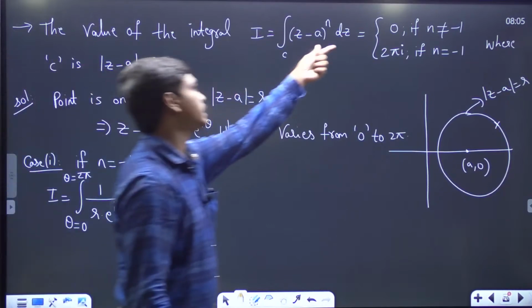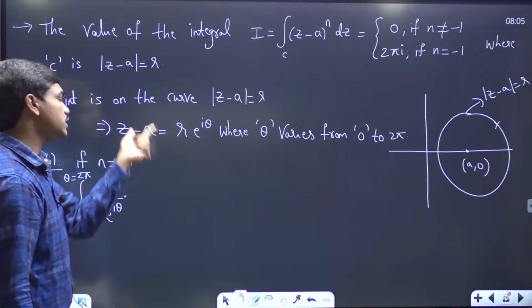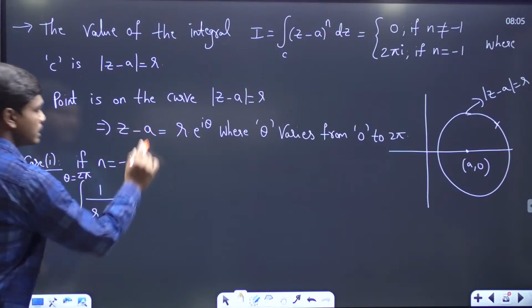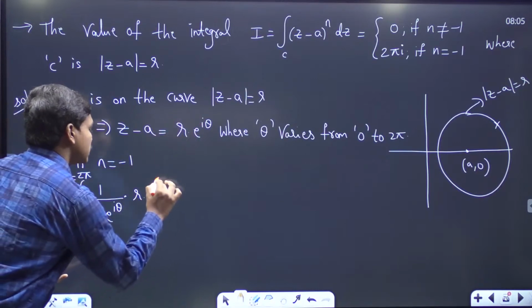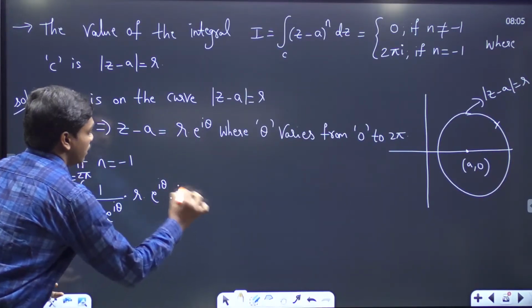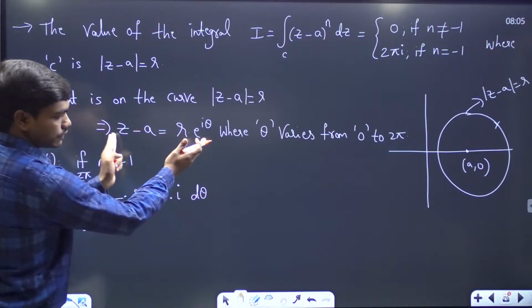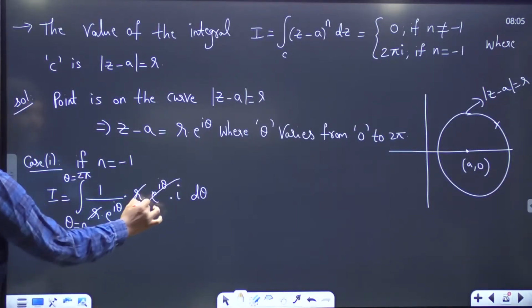For the substitution of this dz, we have z minus a is equal to r into e power i theta. If you differentiate this with respect to theta, because your limits of integration are in terms of theta, dz is equal to r into e power i theta into i d theta. This is what we have, correct? Now we can cancel this r and e power i theta.